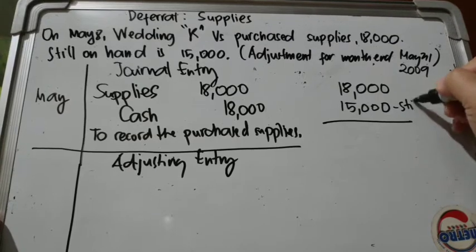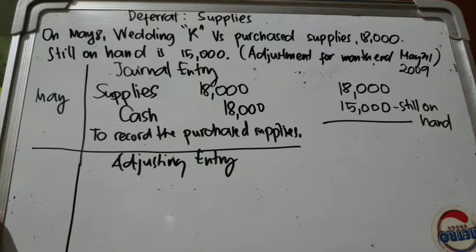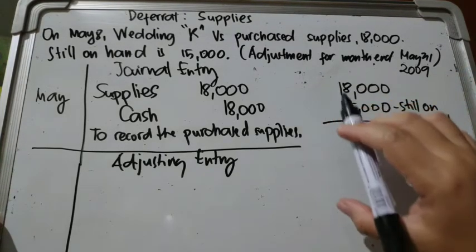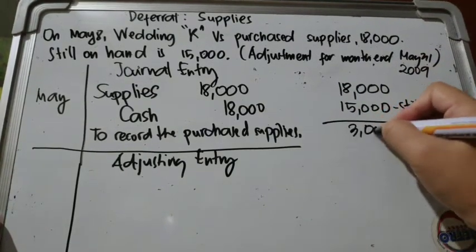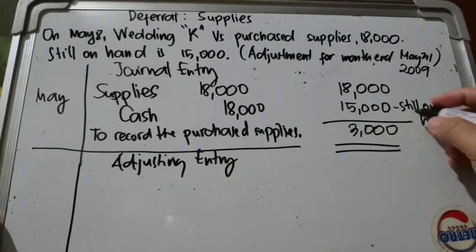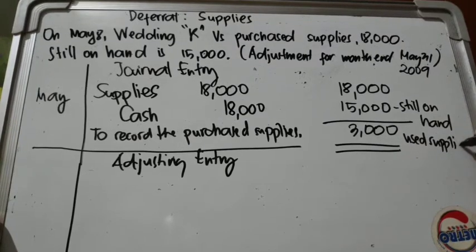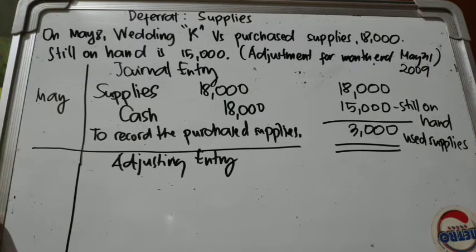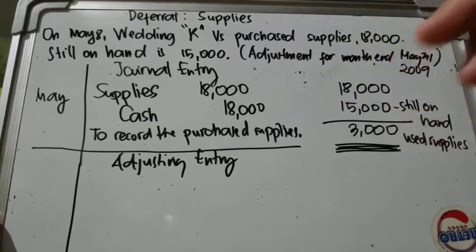As you notice, this 15,000 is still on hand. So, ang hahanapin mong amount para ilalagay mo sa adjusting entry is the 18,000 minus the still on hand. So, this will be 3,000. The 3,000 is the used supplies. Diba? Nagamit na supplies. Or, shall I say, na-expire kung sa prepaid rent and prepaid insurance pa tayo. So, this 3,000 will be the amount in the adjusting entry.